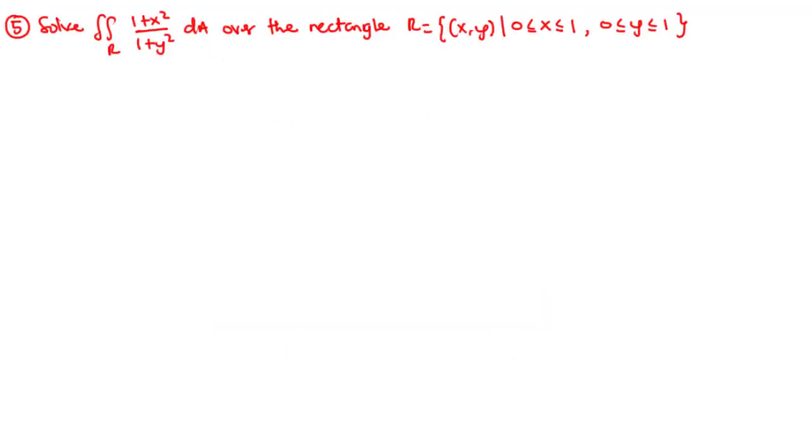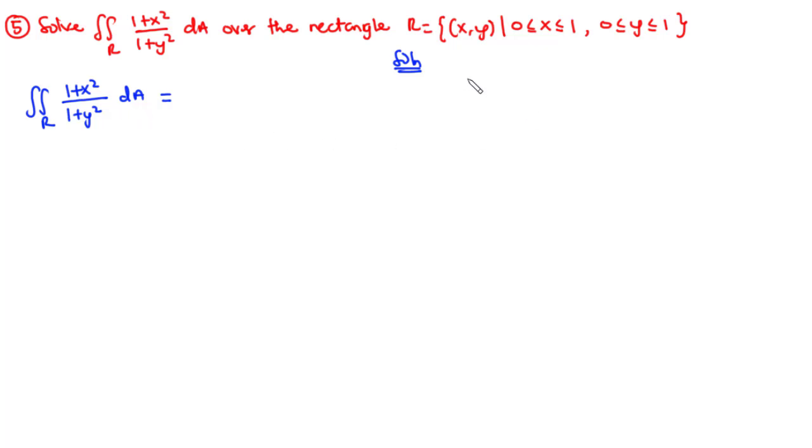In our last example, we are going to solve this integral over the rectangular region given in the problem. So we have the double integral over the region R of the function 1 plus x squared divided by 1 plus y squared dA. Now this problem is going to be very difficult to solve because it becomes very difficult to integrate either with respect to x or y first. Now what we are going to do is call on a property of the double integral to make it very easy for us to solve.